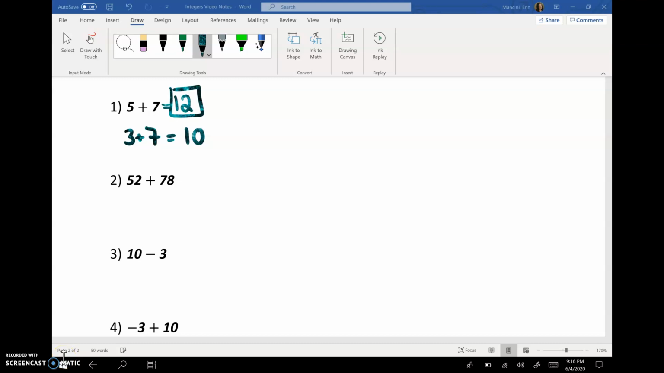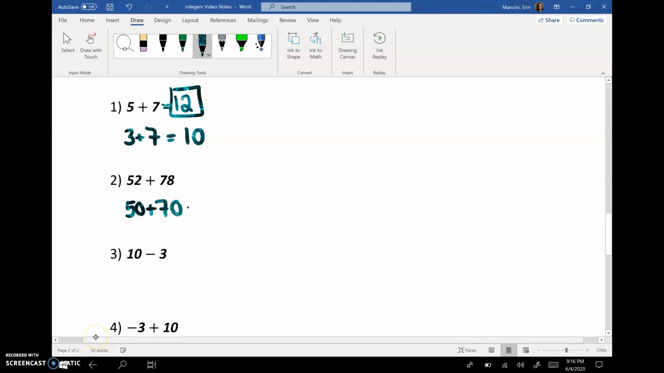You may not even have to do this for something like 5 plus 7 because I just count something like my fingers. But what about when you get to 52 plus 78? Okay, that's a little harder to do in my head. So what I usually do first is I say, okay, what's 50 plus 70? Well, 50 plus 50 is 100.